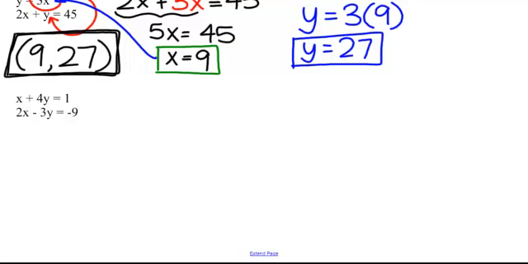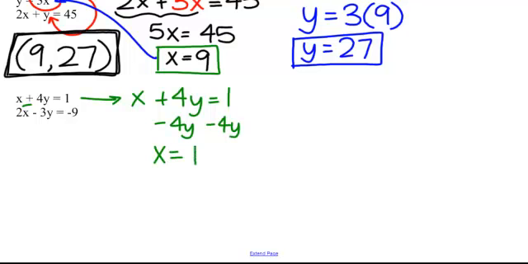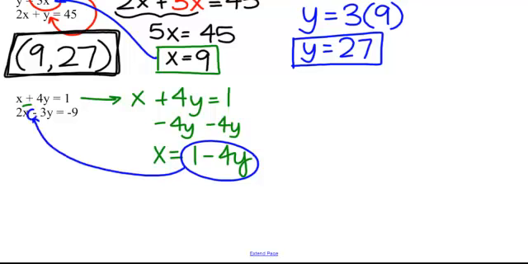So as I look at both of these equations, the very first equation has x kind of by itself. It's just a plain old x. So that would be very easy for me to get by itself. All I would have to do is subtract 4y from both sides, and I would end up with x is the same thing as 1 minus 4y. Now that I know what x equals, I can take that, and I can replace it in the other equation wherever I see x.